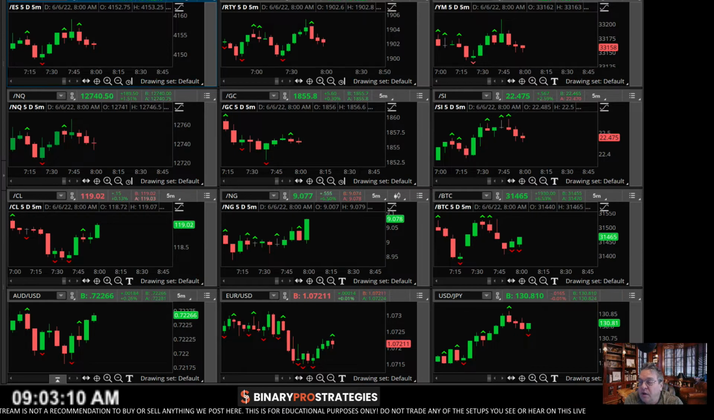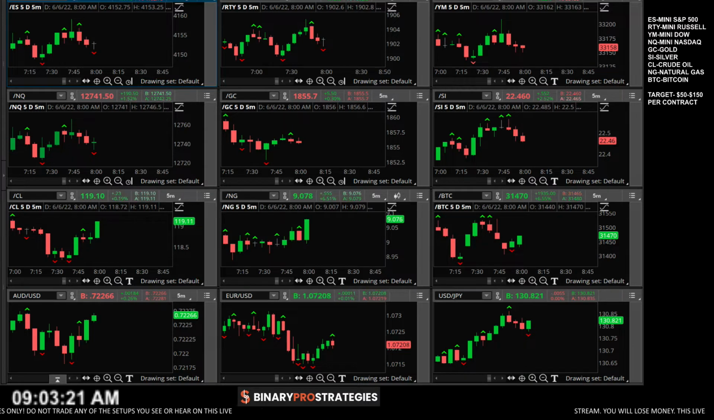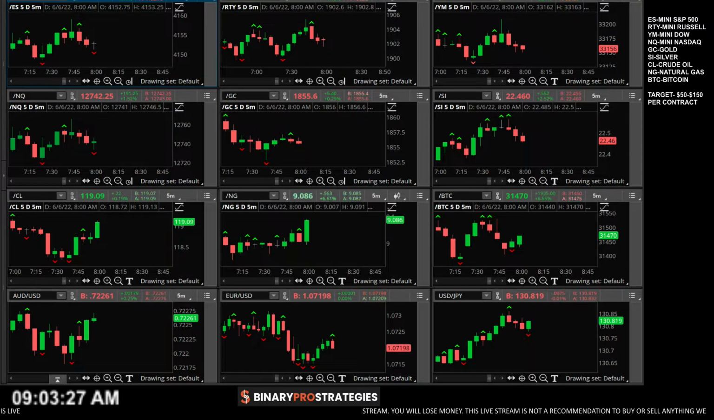So right now, here's what we're going to be looking at. If you look on the top right-hand corner, you're going to see a list of symbols. ES obviously is the E-mini S&P. We've got RTY, your mini Russell, YM, mini Dow, and NQ for your mini Nasdaq. Also going to be watching gold, silver, SI, CL for crude, and NG for natural gas. Those that like to trade Bitcoin will also be watching BTC.